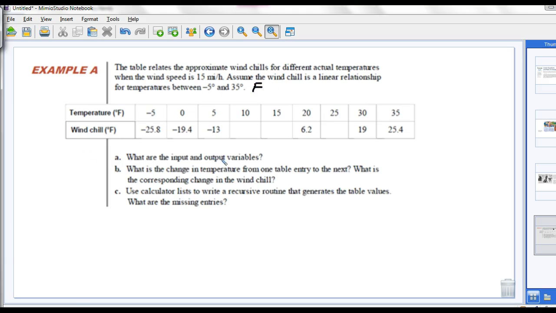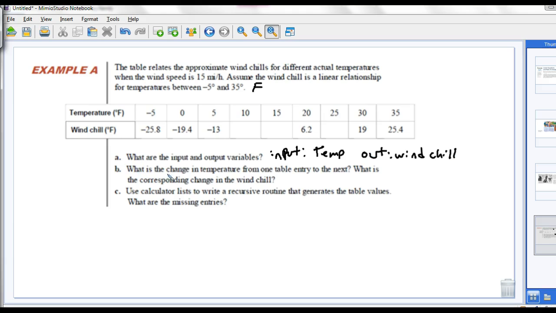Part A, what are the input and output variables? The input is going to be the temperature. The output is going to be the wind chill. If we input a temperature, we get a wind chill out. If I input a wind chill, it's kind of weird to get just a temperature out. It's kind of a backwards way of looking at it. So the input is the temp, and the output is the wind chill.